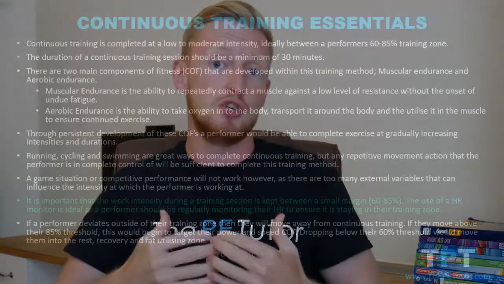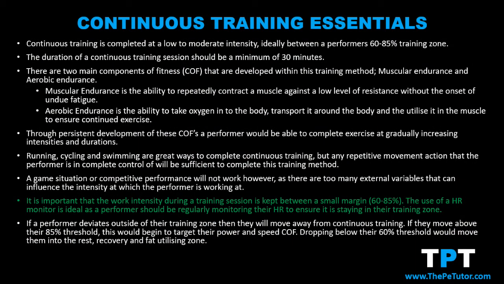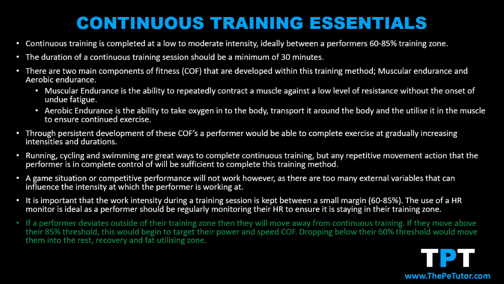However, if they were to just play a game and consider that to be continuous training, sometimes they might be walking, sometimes they might be sprinting, sometimes they might be competing in the air, which is using explosive strength as opposed to muscular endurance. It's important that when continuous training, the intensity is kept between a very small margin or very small threshold. So it could mean that a performer needs to be wearing a heart rate monitor around their wrist or around their chest, or that they're regularly stopping for 10-15 seconds, recording their heart rate to make sure that they're in the zone that they need or want to be.